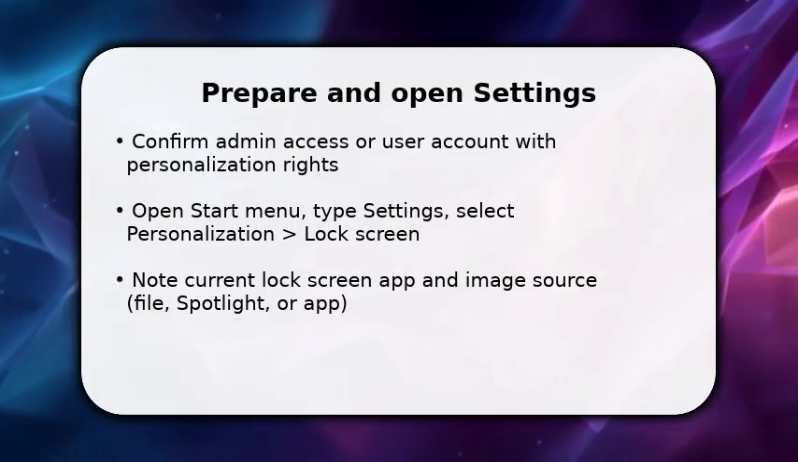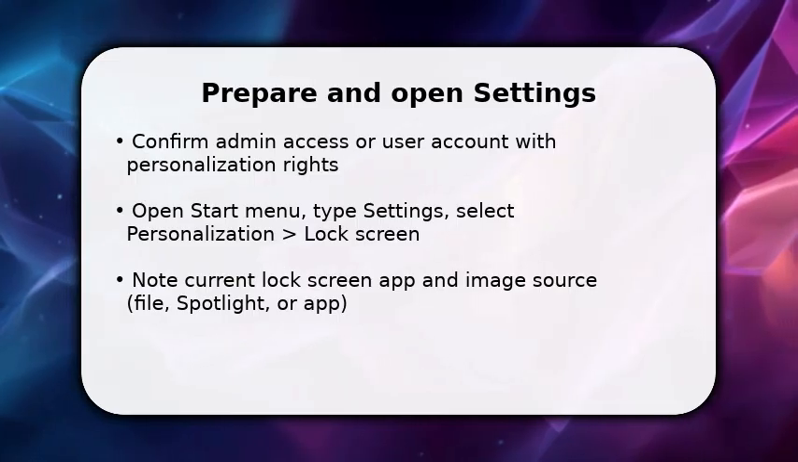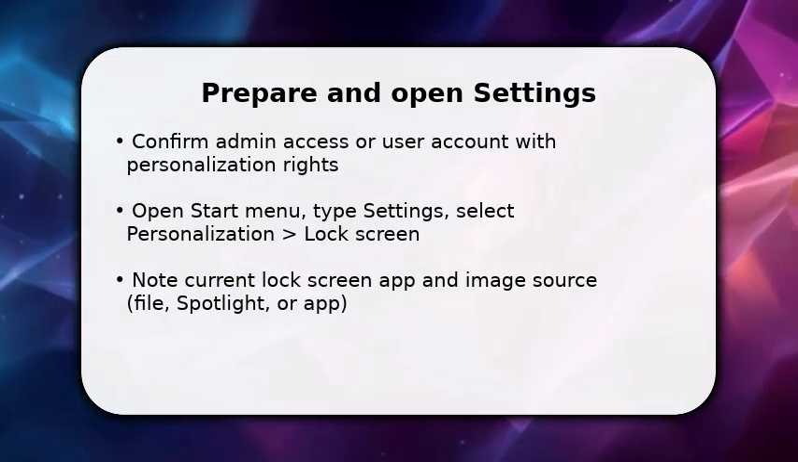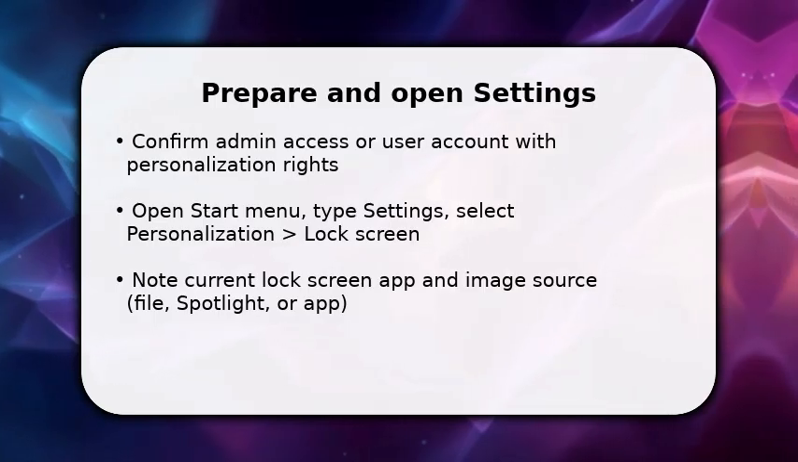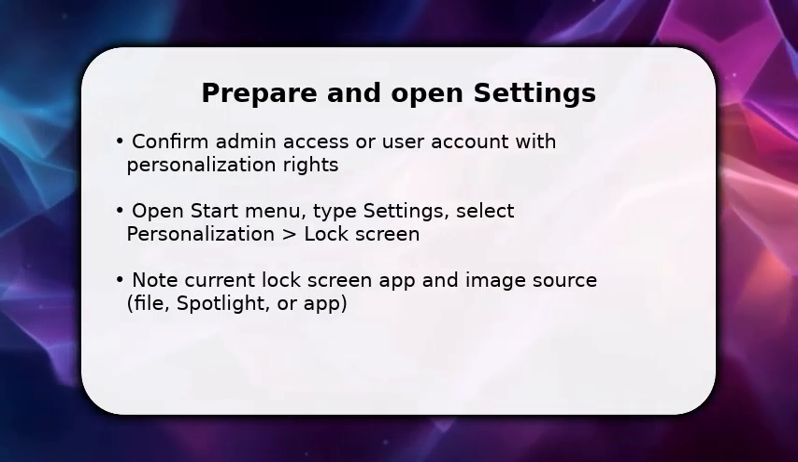You start by confirming you have the right account permissions. Without them, you cannot change the lock screen. Open Settings from Start and go straight to Personalization, then Lock Screen.